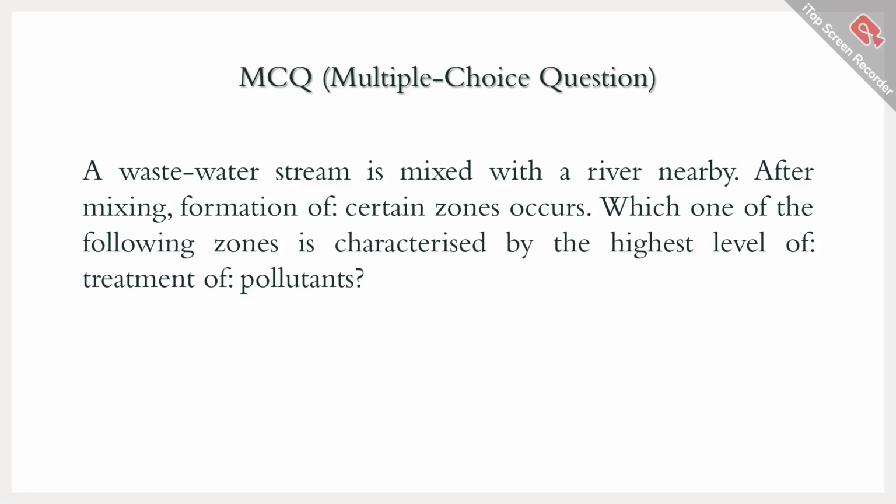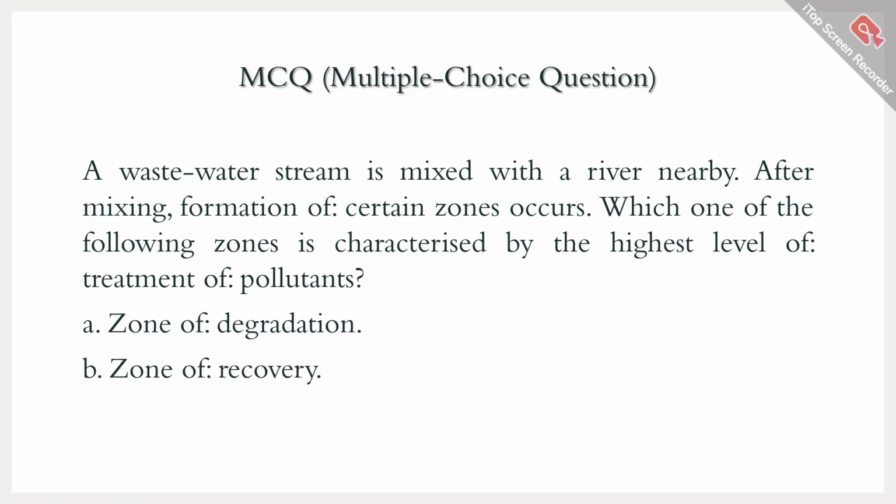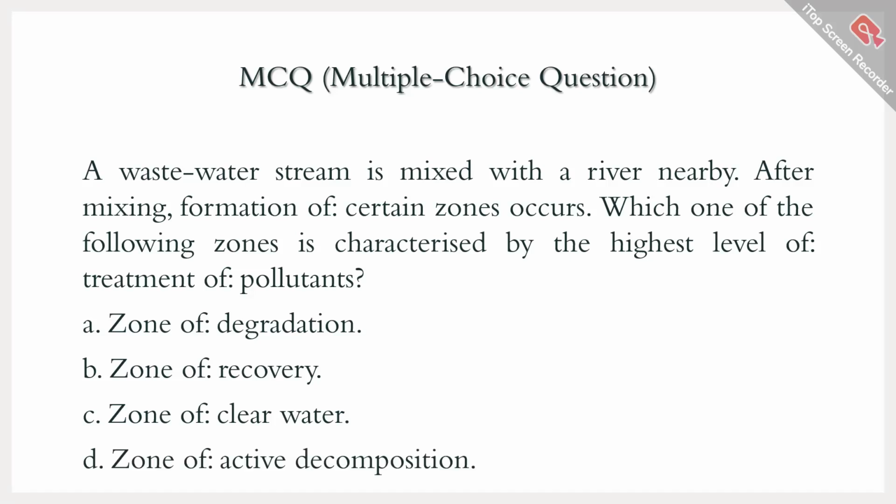So next MCQ: a wastewater stream is mixed with a river nearby. After mixing, formation of certain zones occurs. Which one of the following zones is characterized by the highest level of treatment of pollutants? Option A is zone of degradation, option B is zone of recovery, option C zone of clear water, and option D zone of active decomposition.